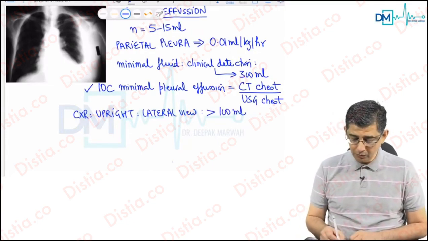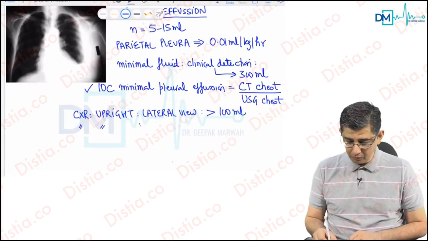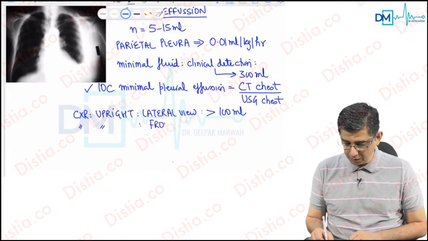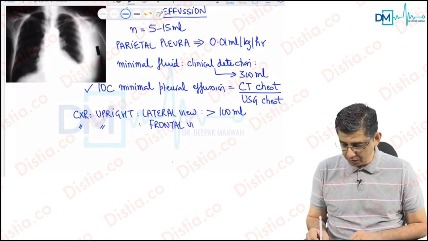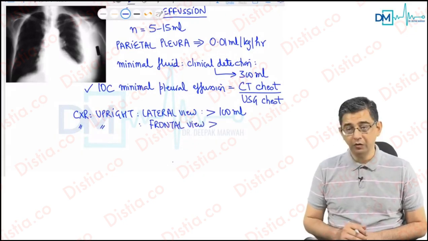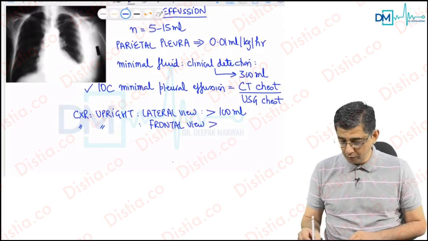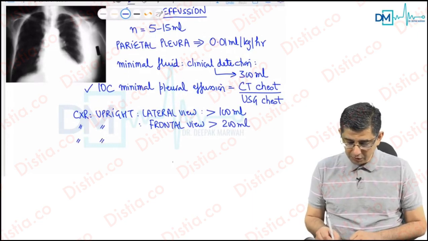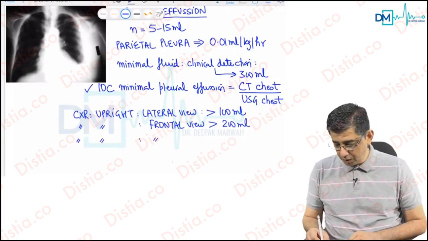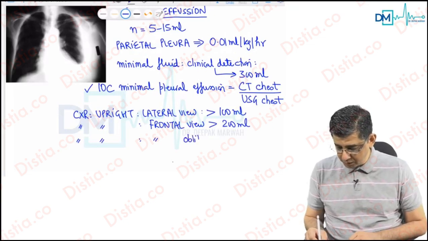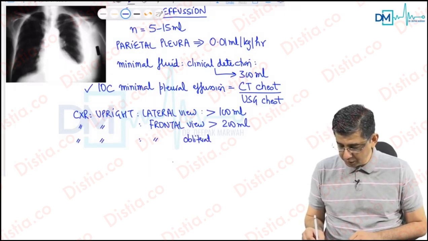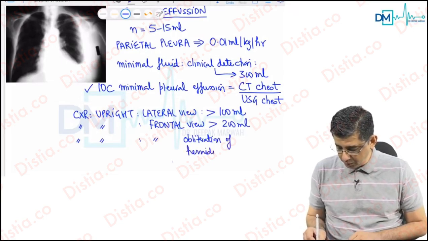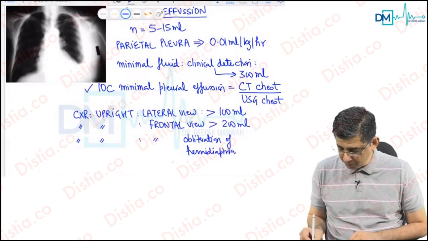But when it comes to a chest X-ray upright PA view, that is a frontal view, like the standard image that you can see currently on the monitor of yours, then the frontal view would be at least 200 ml. Then there was chest X-ray upright frontal view. How much fluid should be present that you will have an obliteration of the hemidiaphragm? Then the amount of fluid should be in excess of 500 ml.